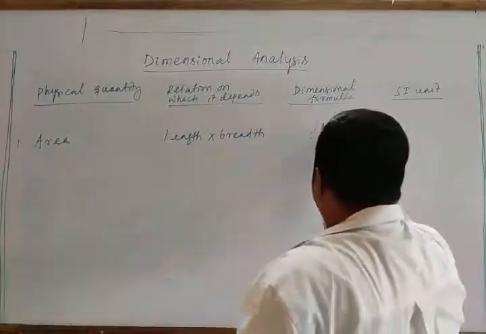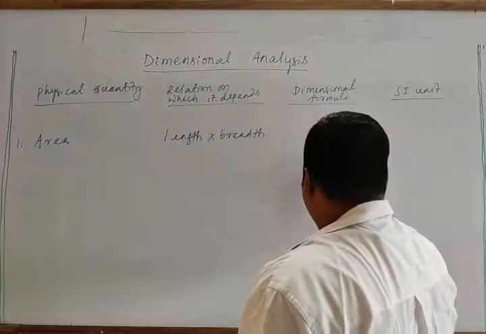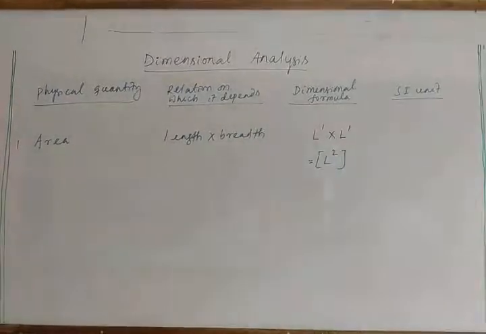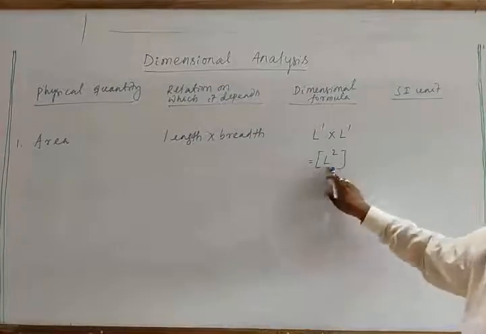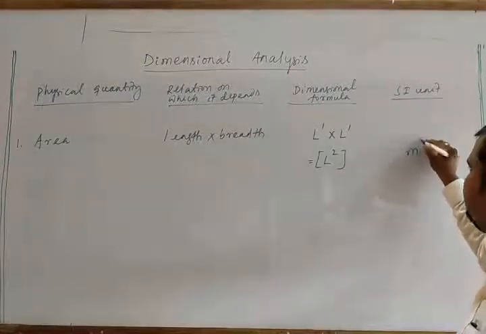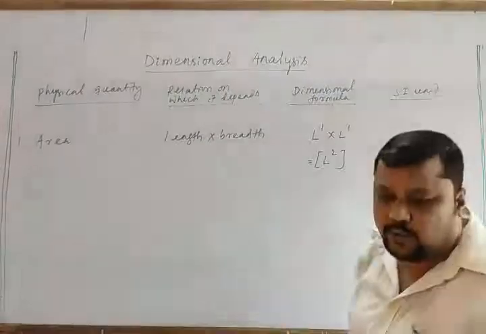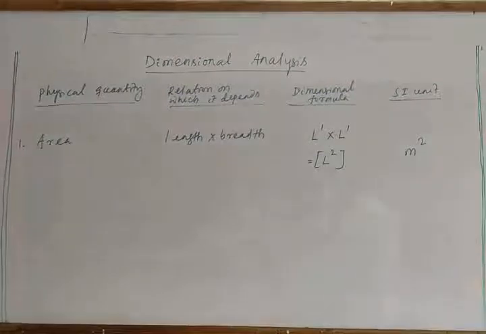For breadth also, this is also L1. So we multiply this, we will get L2 with the square bracket. So this is the dimensional formula. And its SI unit is, what is the unit of this length? It is meter. So its SI unit is meter square, m to the power 2. So this is the method of writing the dimensional formula.